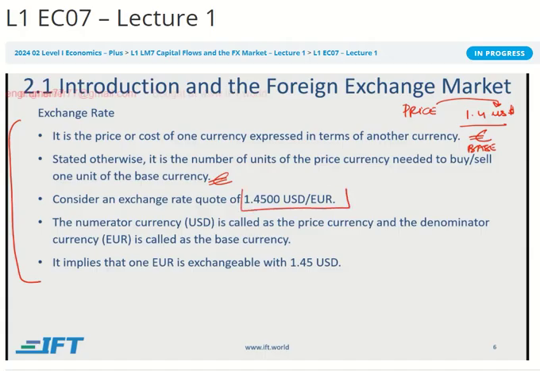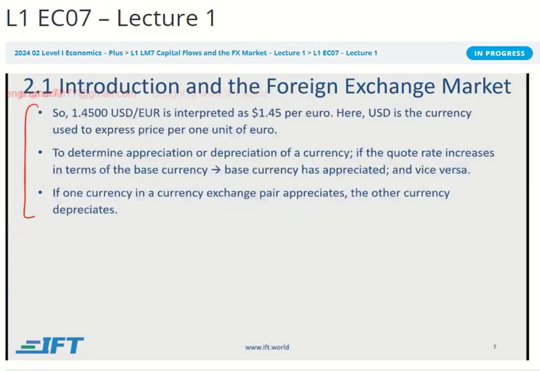And that is what you see over here, right? Consider an exchange rate quote of 1.45 USD per euro. So here USD is the price currency and the euro, which is the denominator, is the base currency. If you want to buy 1 euro, you can buy it for 1.45 US dollars. So 1.45 US dollars per euro is interpreted as 1.45 dollars per euro.